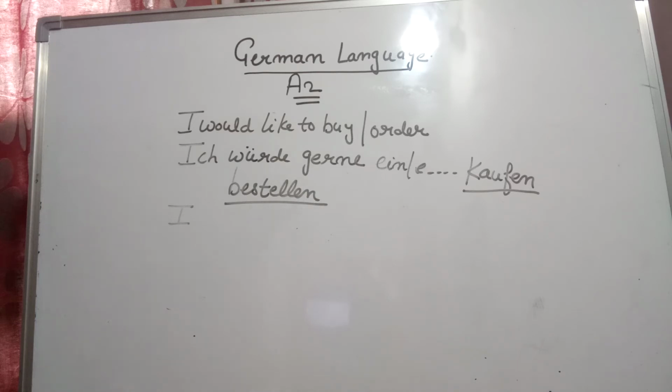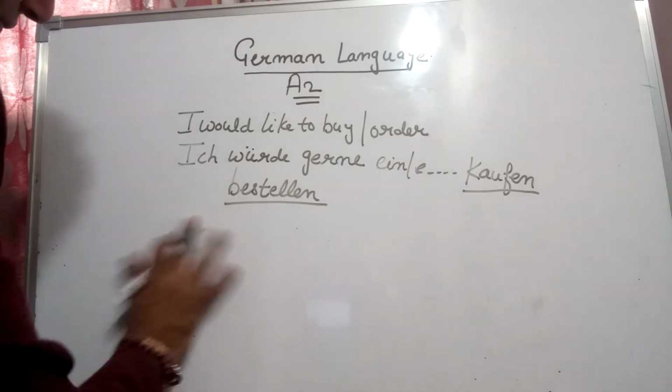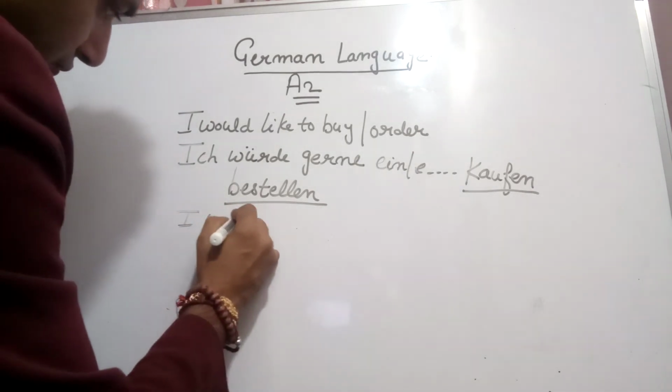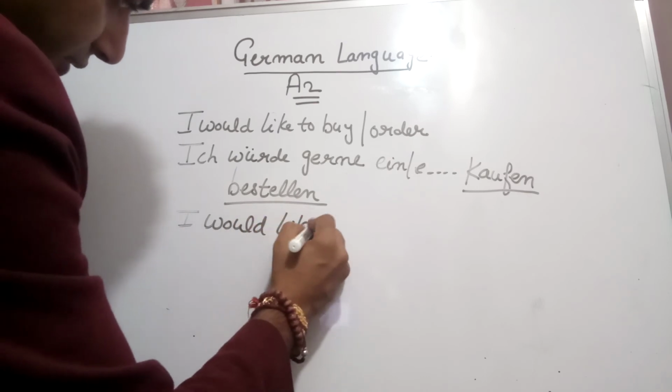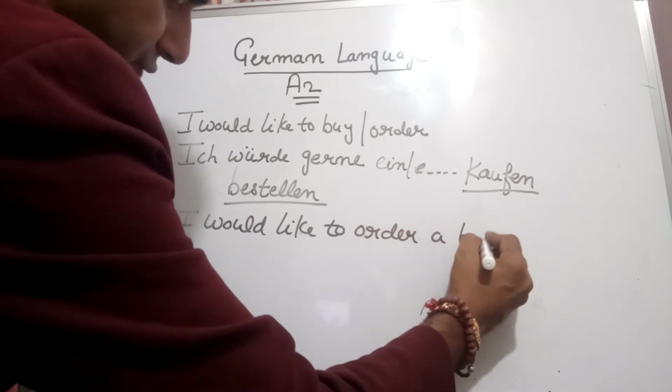So for example, if you're saying I would like to buy anything, what will you say? Ich würde gerne einen kaufen, and anything like this. Okay, einen. Is it clear to you? Yeah. One sec, please, let me change my marker. Meanwhile, you can say like this: Ich würde gerne eine, that is kaufen, einen. Is it clear to you?